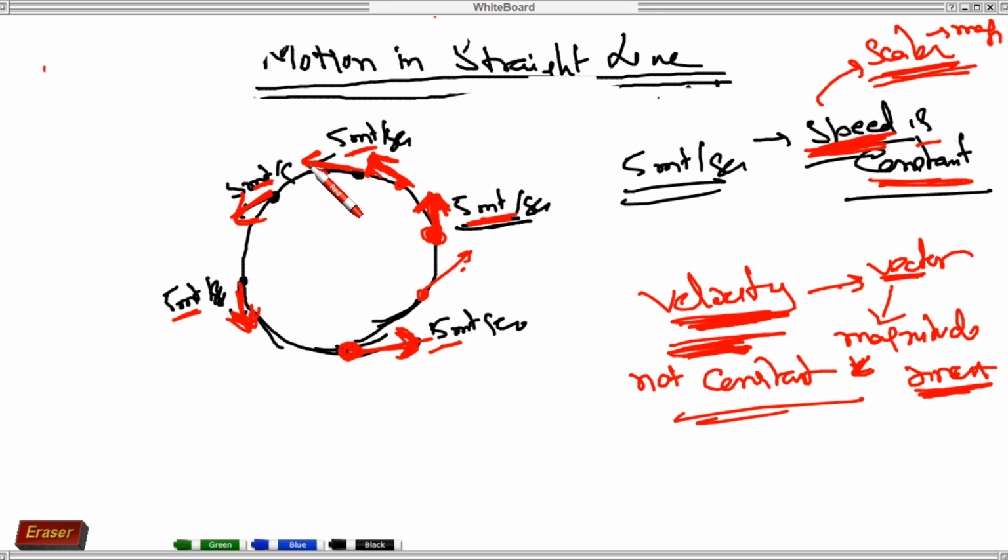You can see its direction is changing here, here, in this circular path. Magnitude is the same, the same, the same, but direction is changing. So velocity is not constant, speed is constant.